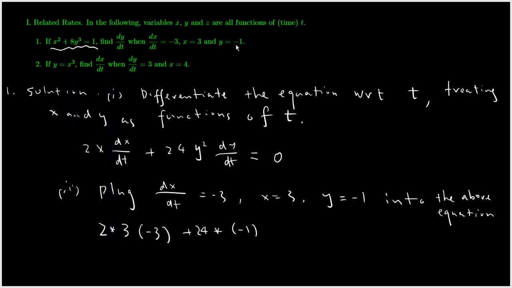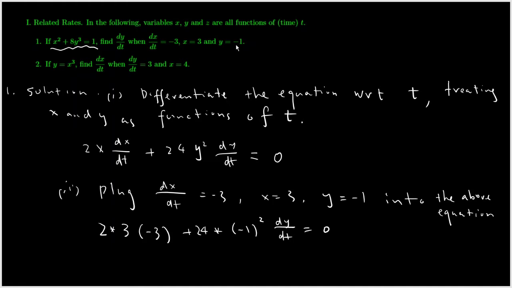The y value is -1, so -1 the whole thing squared, it's y squared. Wherever you see y, you replace y with -1. And then dy over dt is equal to 0. Now I think you can see you can solve the equation for dy over dt. The only unknown number is the rate of change of y with respect to t.